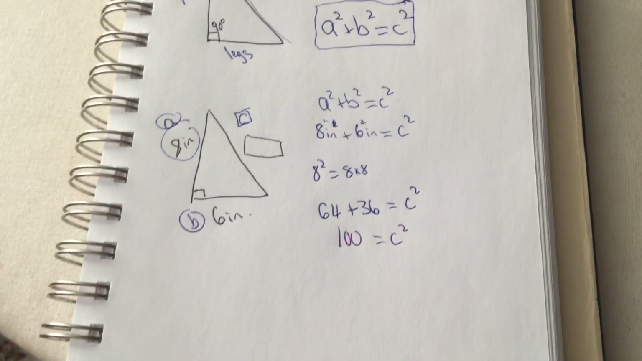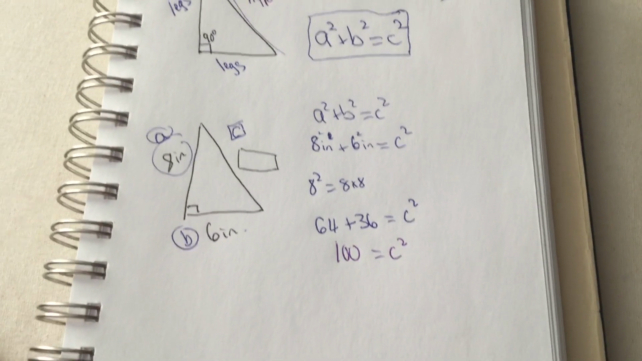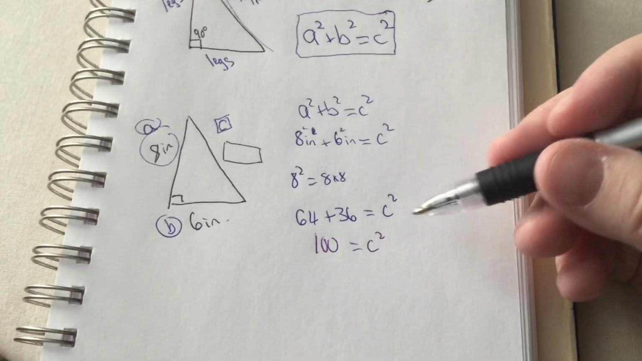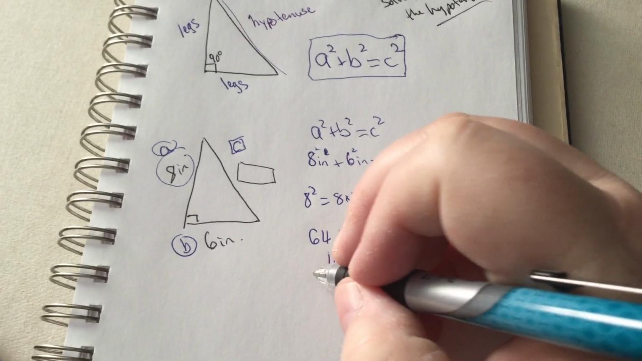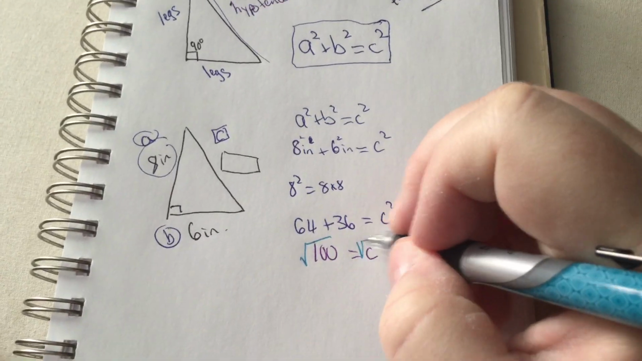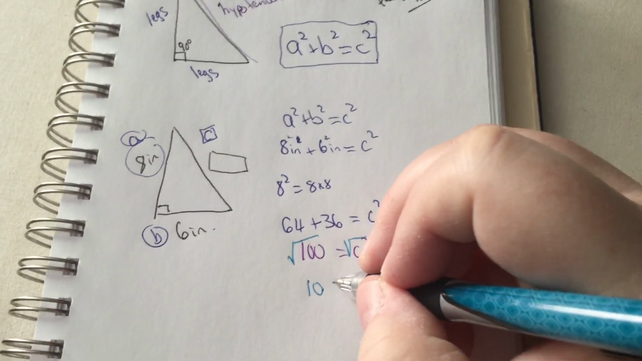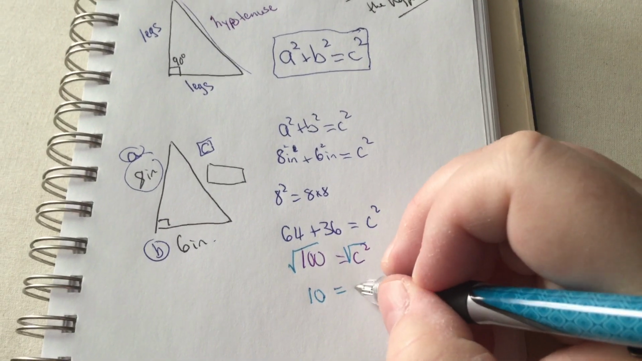It is true that the answer is 10, but we have to do one more step because we are students who know how to solve equations now. So whatever you do to one side, you must do to the other. The final step of this is to take the square root of both sides and this is 10. And the square root of c squared is c.